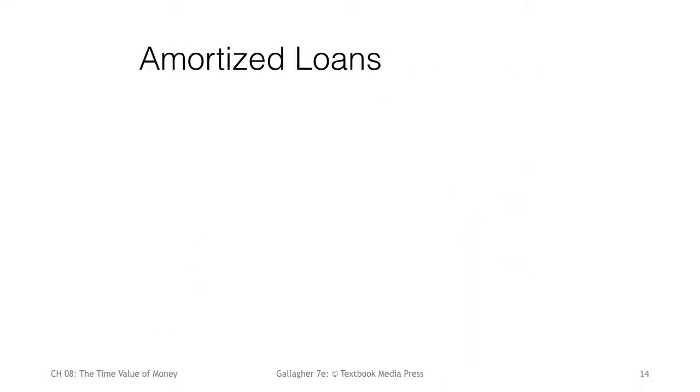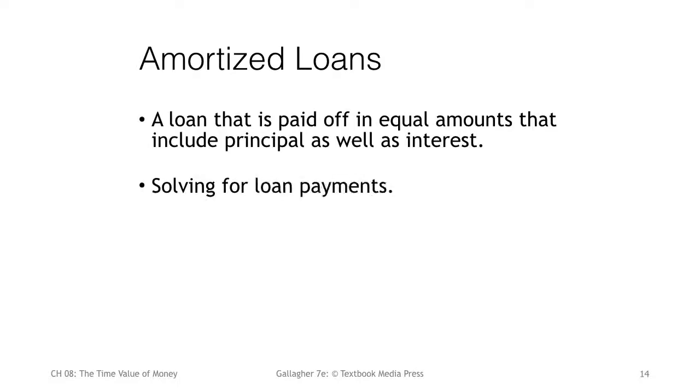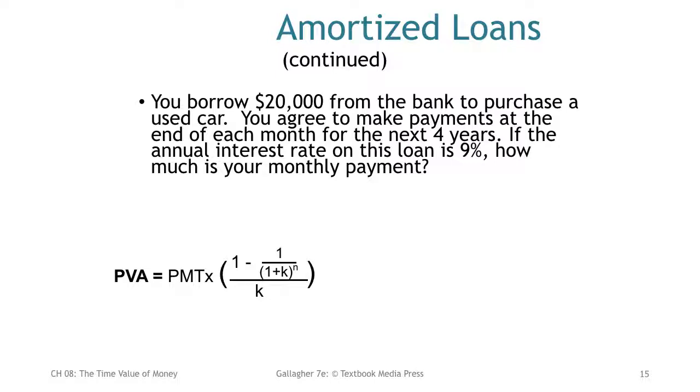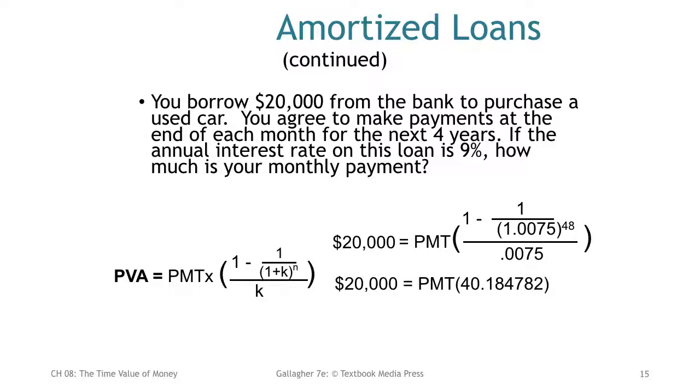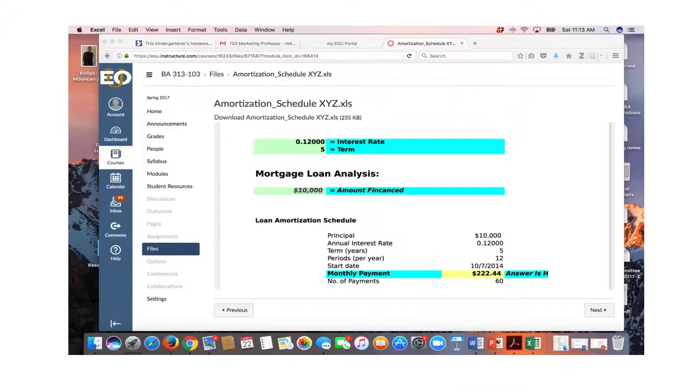Now, amortized loans, again, examples would be things like mortgage payments and cars. And the book provides formulas for determining those payments, but I downloaded the amortization schedule calculator that I talked about in class. I downloaded it into the shell of Module 3, and you can download it.